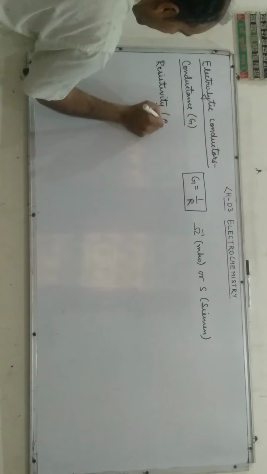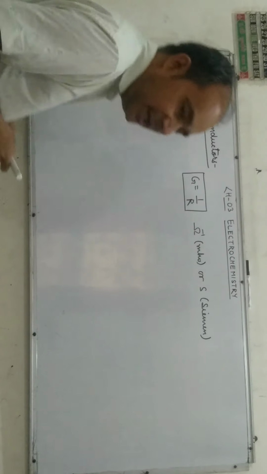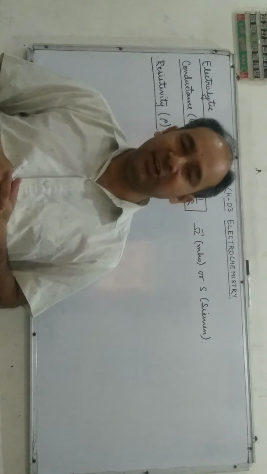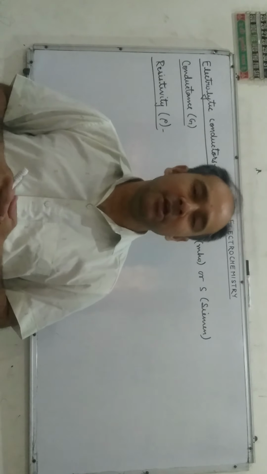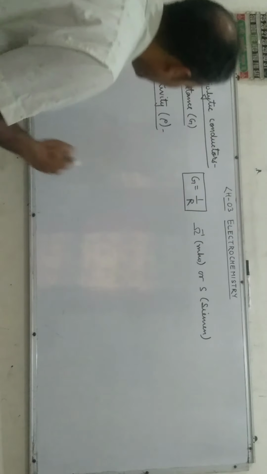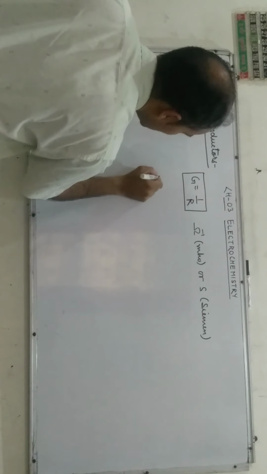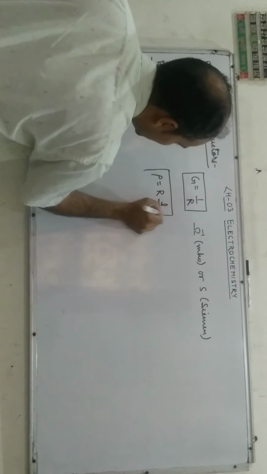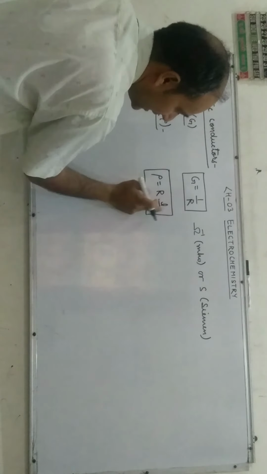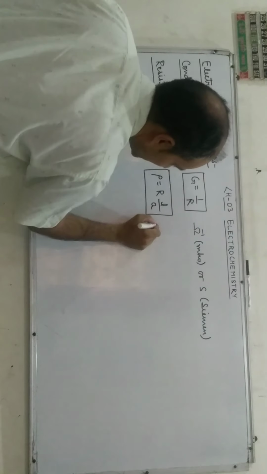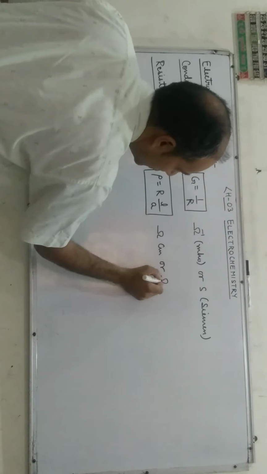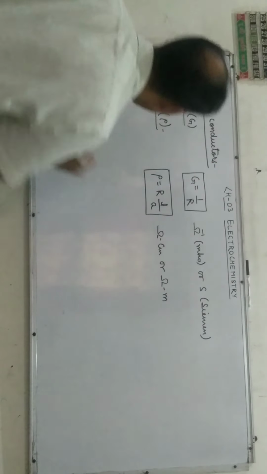Now, let us discuss resistivity. Resistivity is represented by letter rho. It is defined as the resistance of a conductor of length 1 centimeter and area of cross section 1 square centimeter. From class 10th we know that resistivity has a formula: rho is equal to R L upon A. Here R is the resistance, L is the length of conductor, A is the area of cross section. Unit is ohm centimeter or ohm meter.